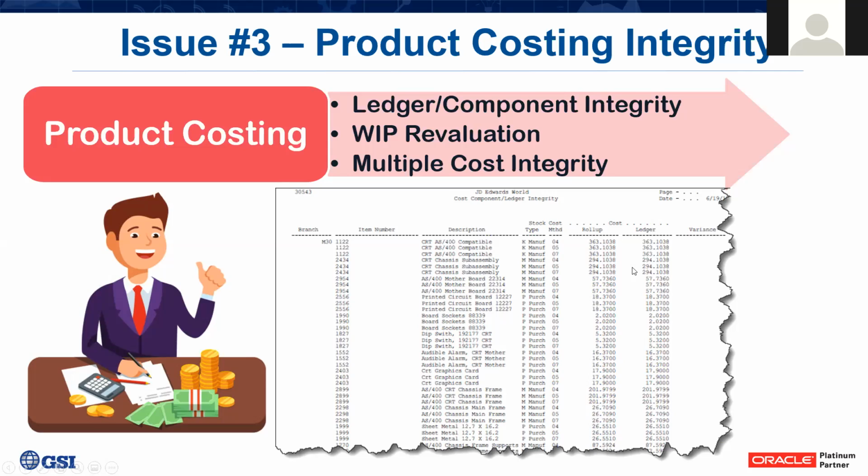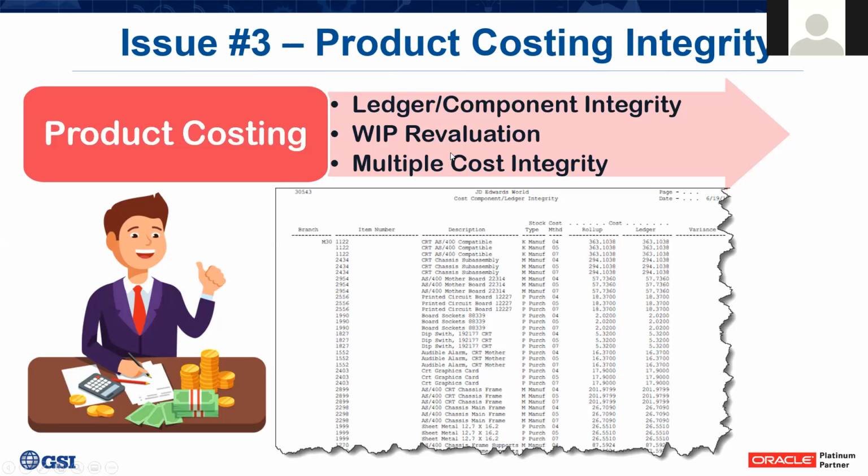Now, once you do that, right, the sum of the parts must equal the whole. If it doesn't, it's going to cause a reconciling item, right? So we need to make sure that we have integrity in our costing system, and there is an integrity report that you can run to ensure that.